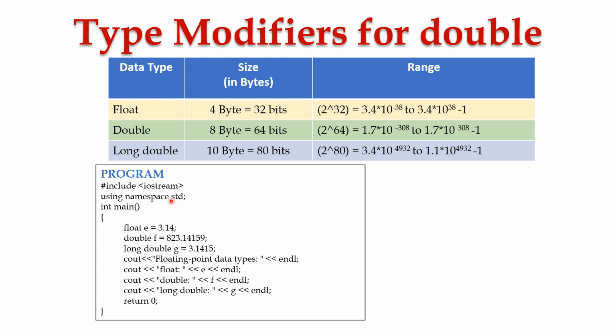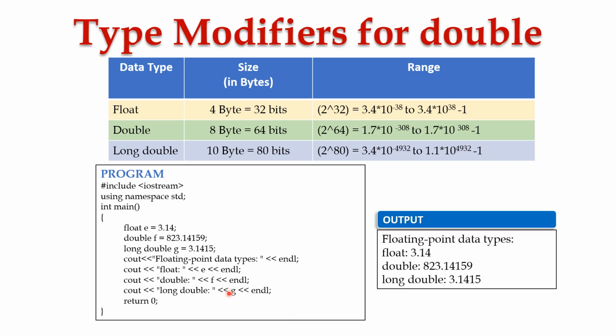In this example program, let's learn how to declare and assign the values for type modifiers for double. So the statement float e is equal to 3.14 defines that the variable e is declared as float data type with value 3.14. The variable f is declared as double with value 3.14159. The variable g is declared as long double with value 3.1415. And using cout statement, the values of the variables e, f, and g are displayed to the users as shown in the output.